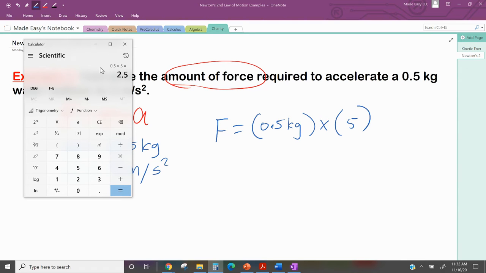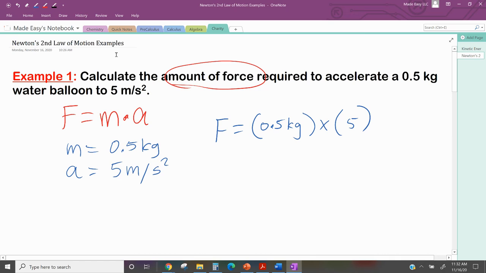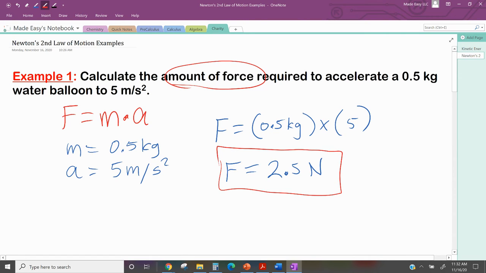What do we get here? 2.5. So our force is going to equal 2.5. 2.5 what? Well, we're talking about force, so it's going to be 2.5 newtons. And I like to put a box around that final answer. So that's how you're going to calculate the amount of force.